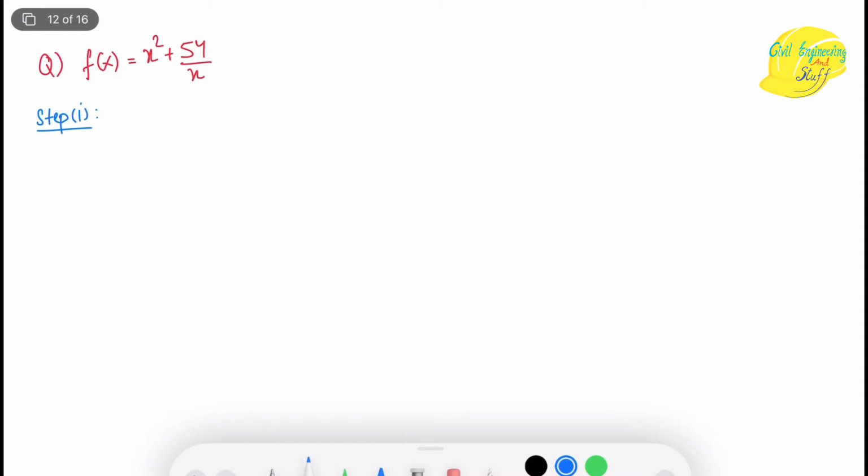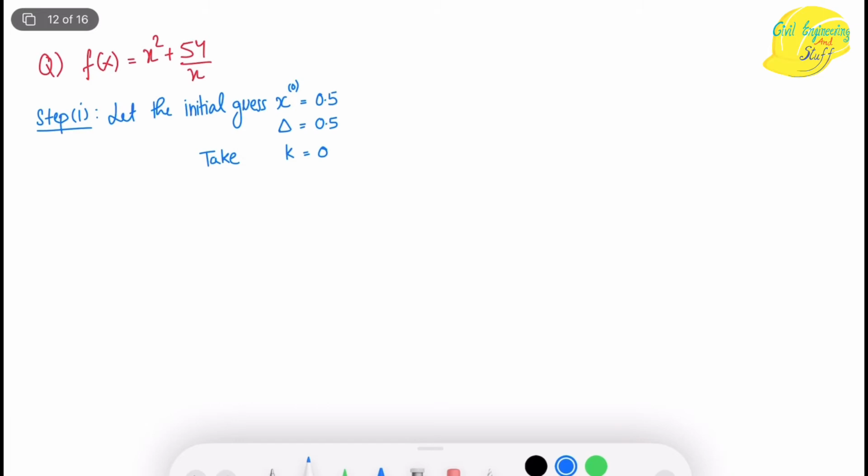Let us take the initial guess value. Let the initial guess value x0 be 0.5. The incremental value delta is, let's again say, 0.5, and take k equal to 0 as has been mentioned in step 1. Now let us move to step 2.